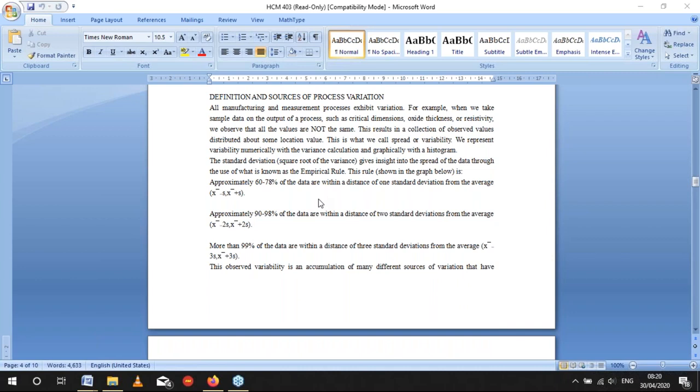So I made mention of what benchmarking means, and I made mention of two methods used in evaluation, which happen to be two types of benchmarking. I did mention the internal one and the external one. So let us go quickly into chapter two, which has to do with process variation.